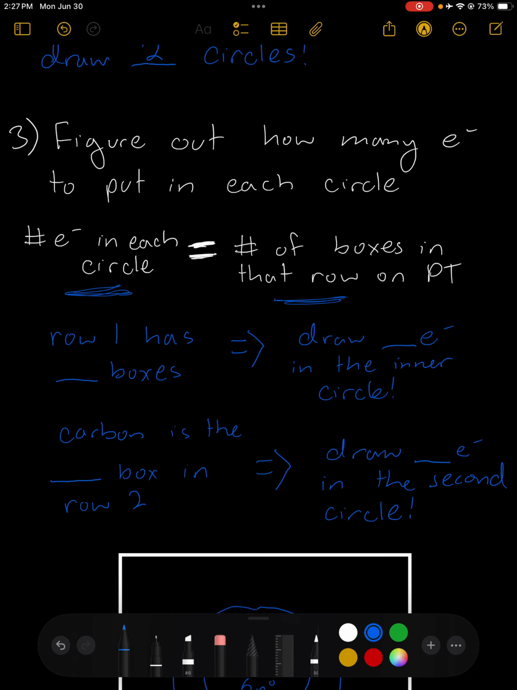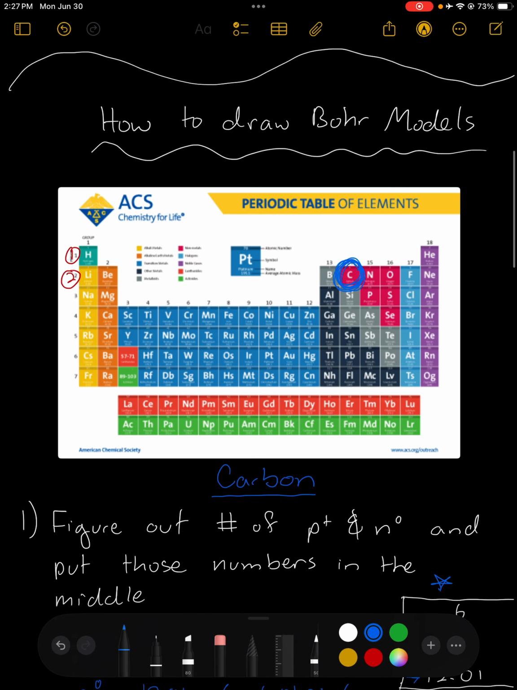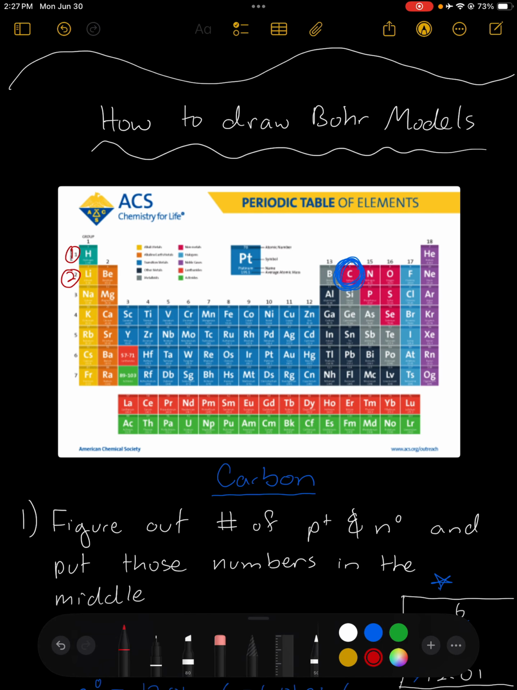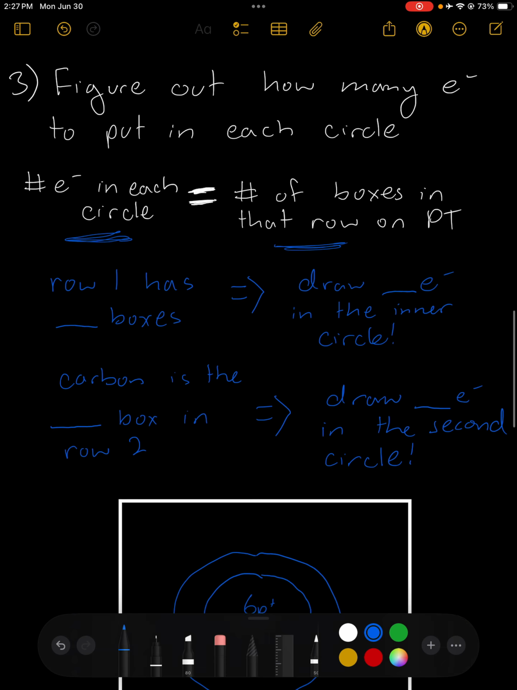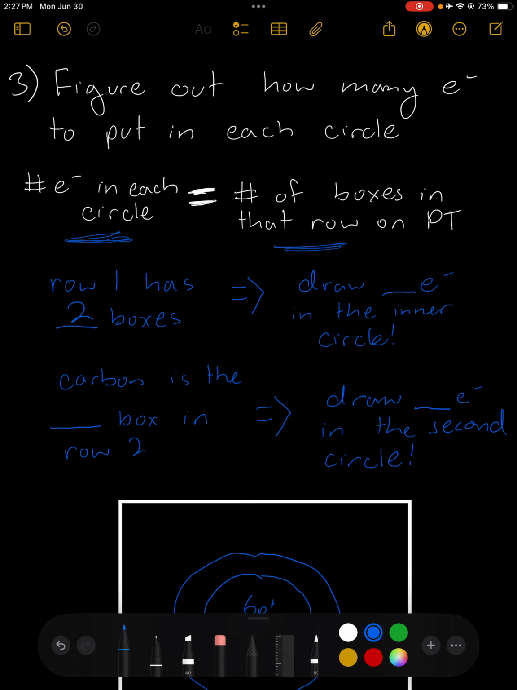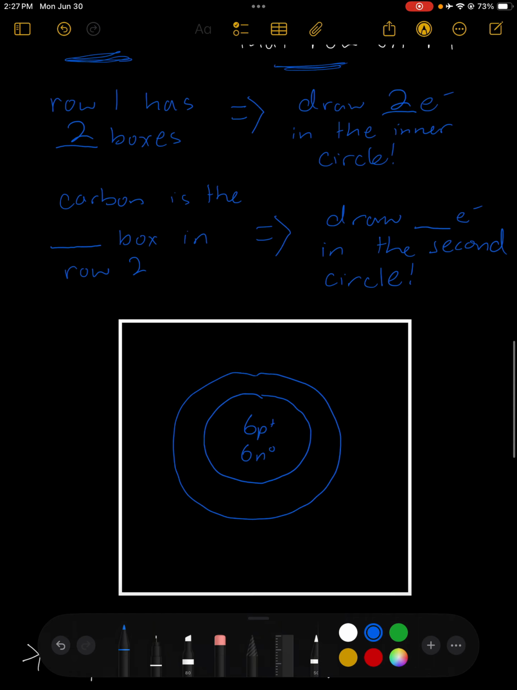Row 1 on the periodic table is going to have a certain amount of boxes, and that amount of boxes is how many electrons we draw in the inner circle. So let's go back up to our picture of the periodic table. Again, we're looking at row 1, which is this one right here. I see that in row 1, there are 2 boxes. Great. So that means that I am going to draw 2 electrons in that inner circle. Row 1 has 2 boxes, so I should draw 2 electrons in the inner circle.